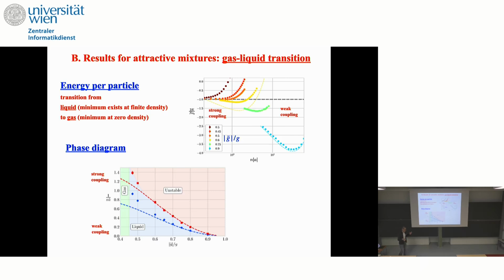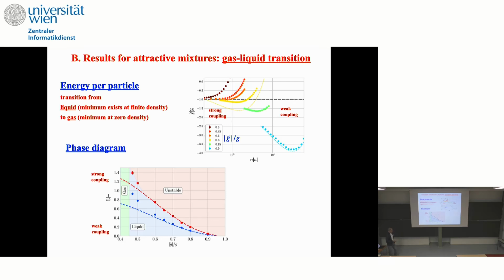It prefers to have the lowest possible density. But then by increasing the ratio G tilde over G, suddenly a minimum appears at finite density, which tells you that the system prefers to have a very specific density, and so forms bubbles and has a gas to liquid transition. And here we could sketch the phase diagram in terms of the transition from liquid to gas. Here is the region where the system is unstable, so compressibility turns negative. And here is the line of the minimum density. So the minimum density shifts according to the ratio G tilde over G.